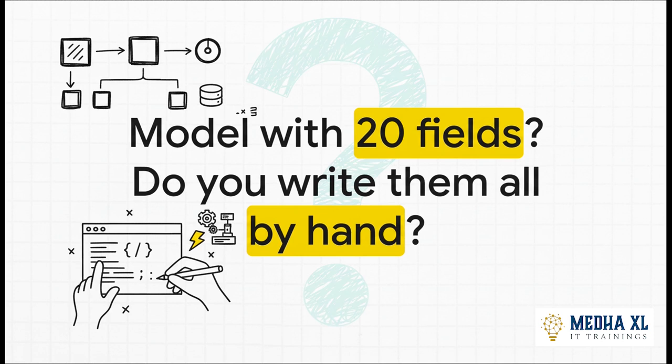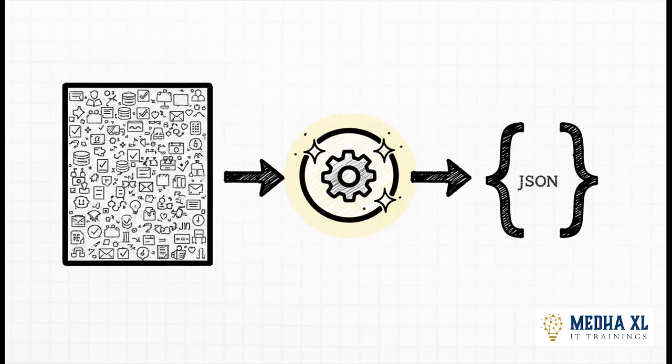Are you really supposed to sit there and manually write out the translation rules for every single field? That sounds like a total nightmare. And of course, the answer is no. This is where DRF is just so smart.